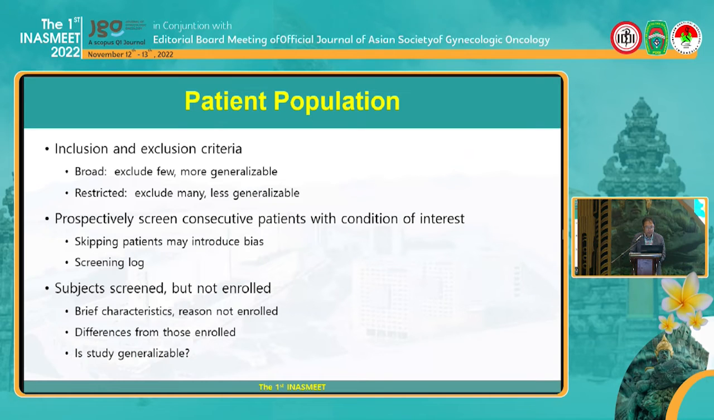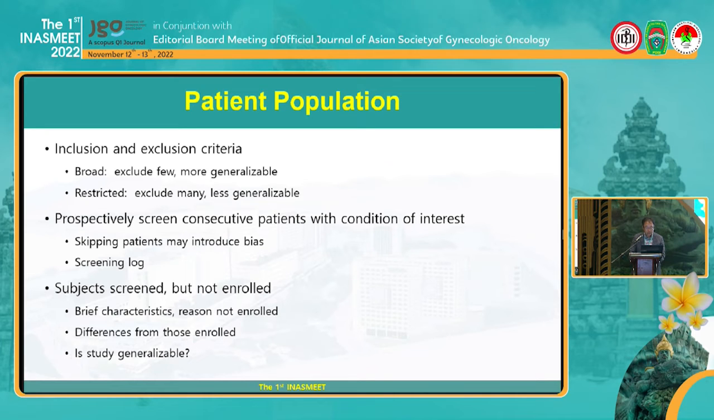Next is the patient population. The patient population needs to be clearly defined. If inclusion criteria are broad and exclude only few patients from the study, the results are more generalizable, but if eligibility criteria are restricted and exclude many patients from the study, the results are less generalizable.